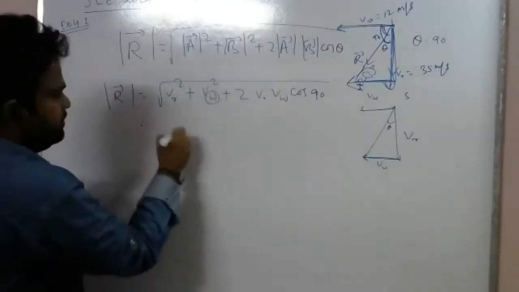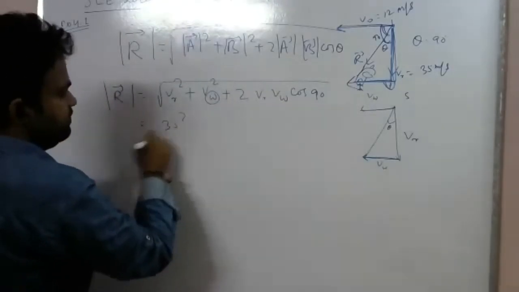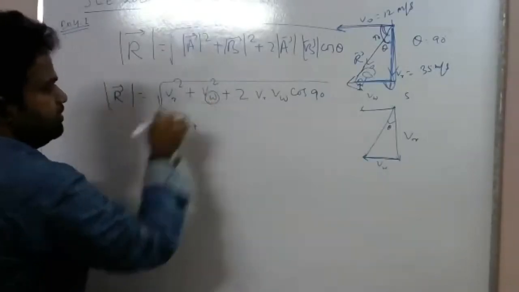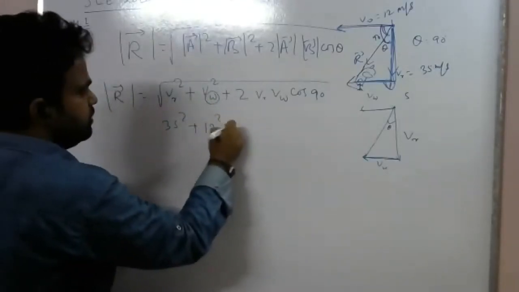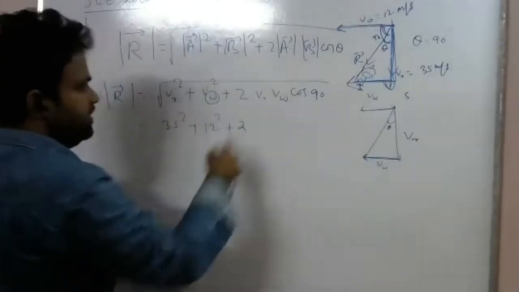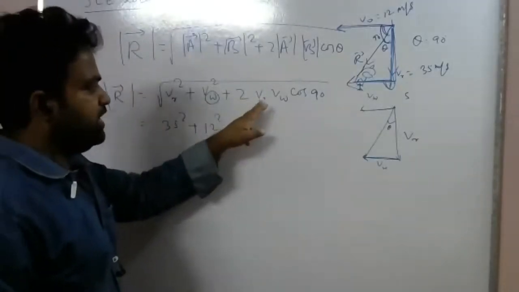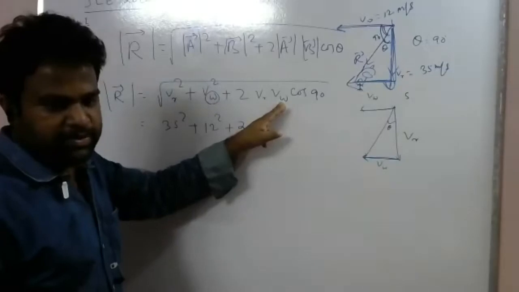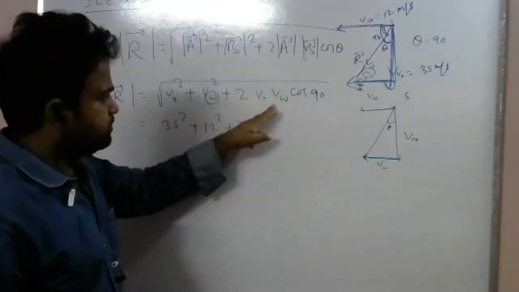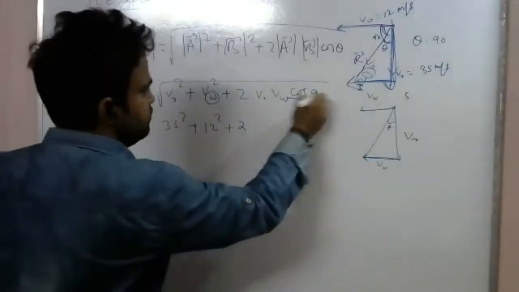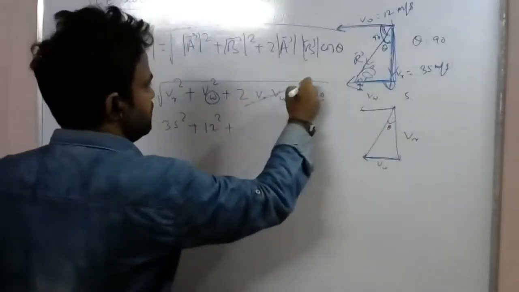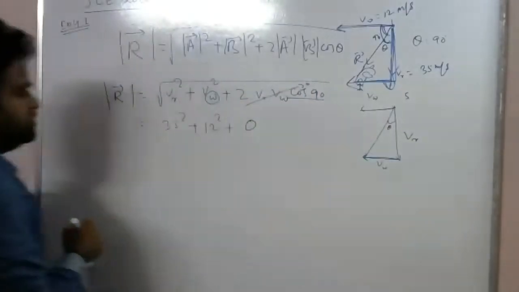Now, what is V R? V rain is given as 35 meters per second, so 35 square. V wind is given as 12, so 12 square. Then 2 into V rain into V wind, into cos 90. Cos 90 is 0, so this whole term will be 0.